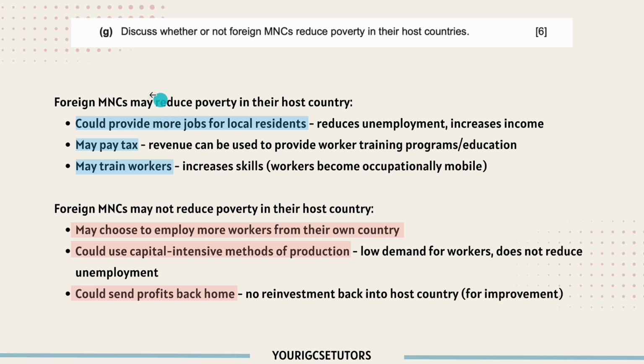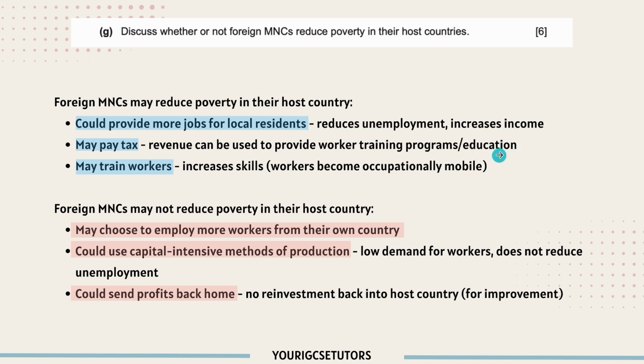For the first part, why may foreign MNCs reduce poverty in their host country? They could provide more jobs for local residents, which will in return reduce unemployment in the host country and increase income, so it will reduce poverty. Or the company may pay tax, and the tax can be used by the government to provide education or worker retraining programs to make sure workers will get jobs, and this will also reduce poverty.